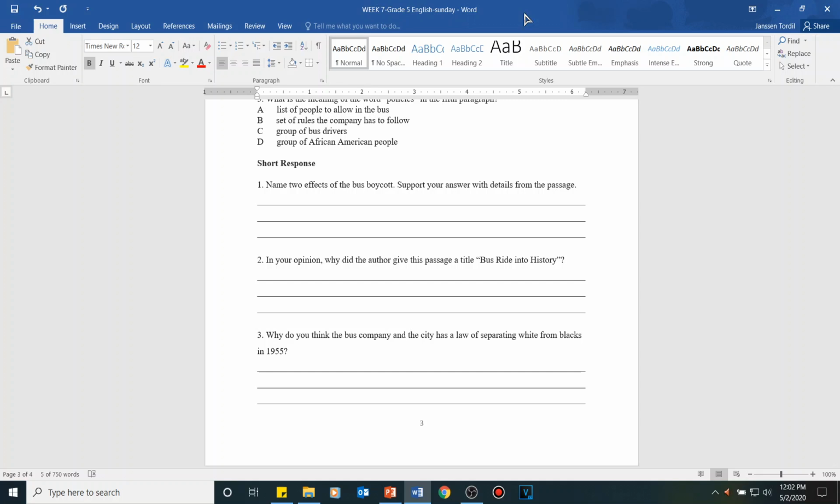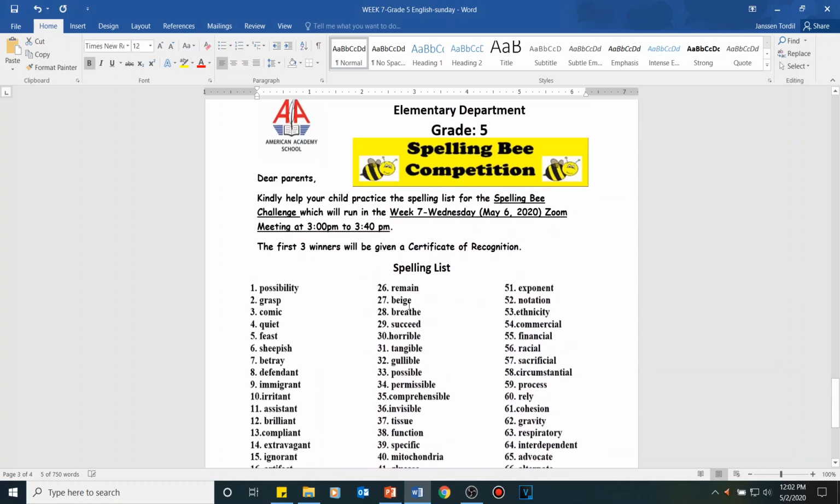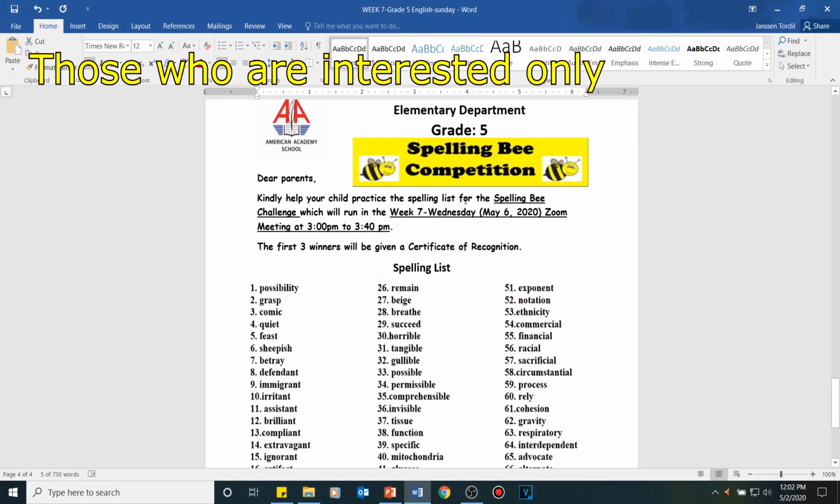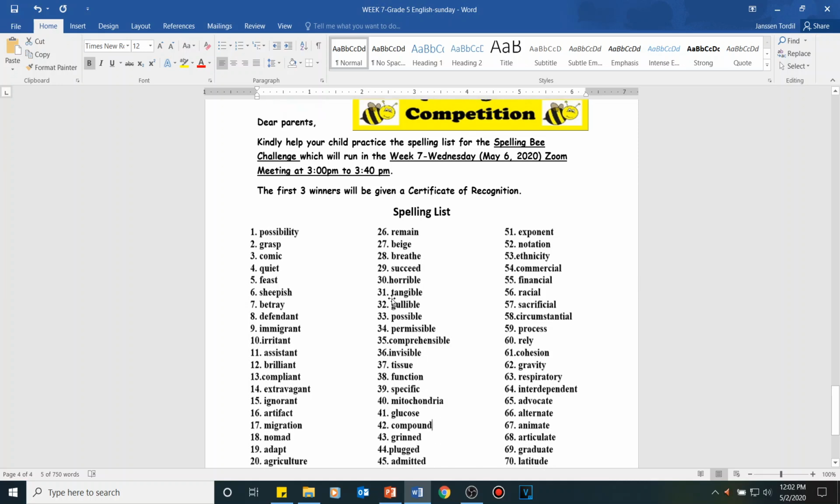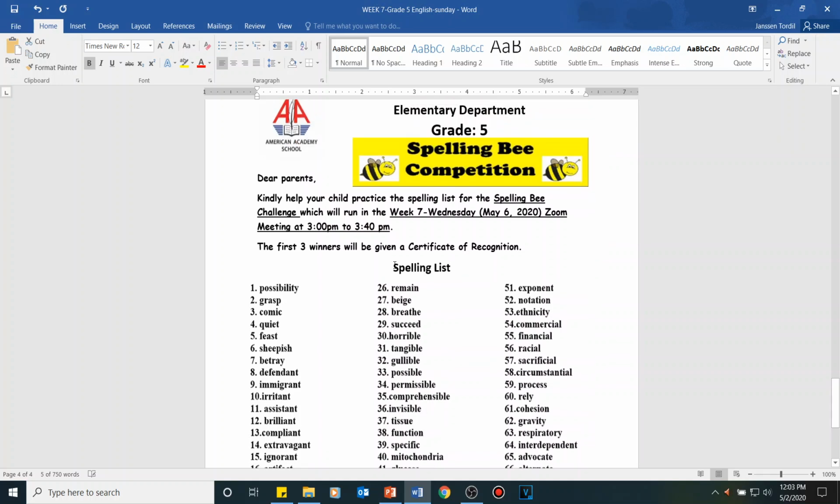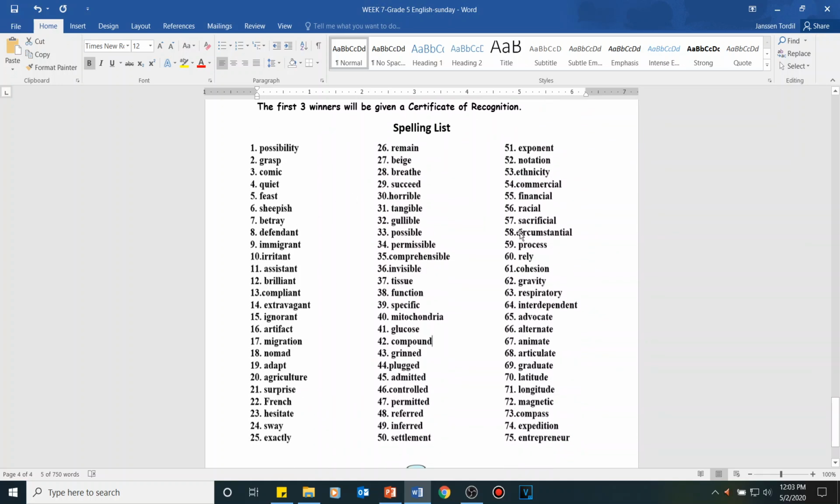If you are interested to join and compete in the spelling challenge on Wednesday, I want you to study this one. I'm going to read it for you. This is the spelling list for the Wednesday spelling challenge, which will run on Wednesday, May 6, from 3 p.m. to 3:40 p.m. There will be a Zoom meeting. You will be competing in the elimination round and final round of this spelling competition. These will be the words that you're going to memorize or study if you are interested to participate.